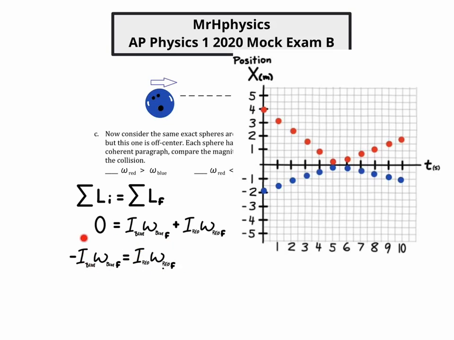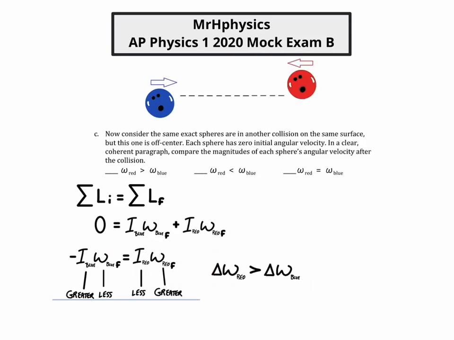Well, let's go back to comparing these products here. If the blue ball has a greater moment of inertia, then it wouldn't need as great of a final angular velocity such that their angular momentums would be the same. Therefore, red has to have a greater change of angular velocity.